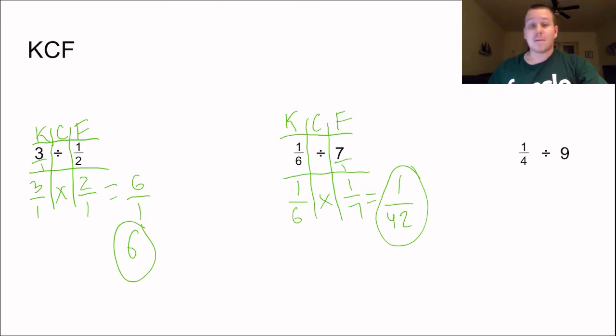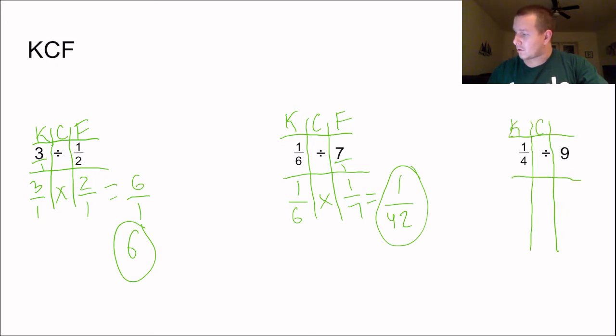So this last problem, again, we're going to have a unit fraction in the dividend. So I have a prediction that our answer is going to look very similar to what we just got in the last one. Okay, so we create our KCF chart. We're going to change 9 into a fraction, not a whole number. We're going to keep 1/4, change division into multiplication, and flip 9/1 to 1/9.